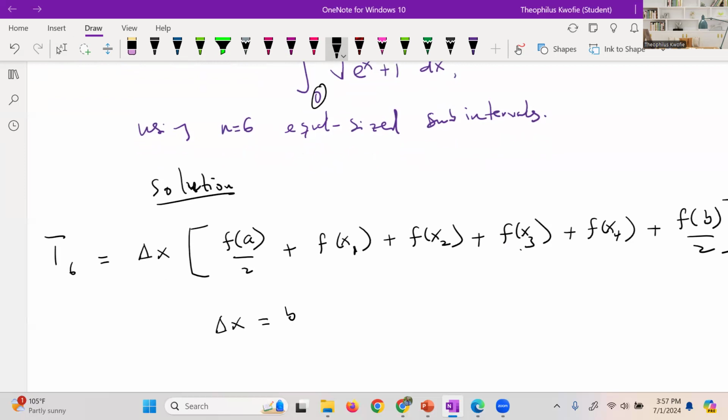Our delta, we know, is what? B minus a over n, right? What is our b? Our b from this is 3, our a is 0, and our n is 6, but from the question it was given to us. So it means we're going to have 0.5.